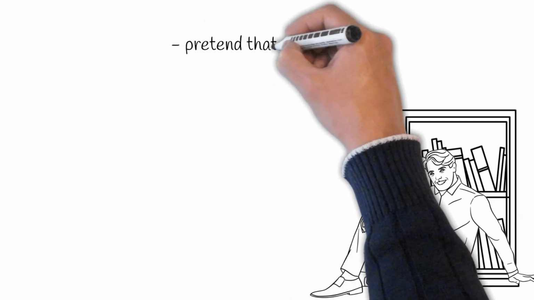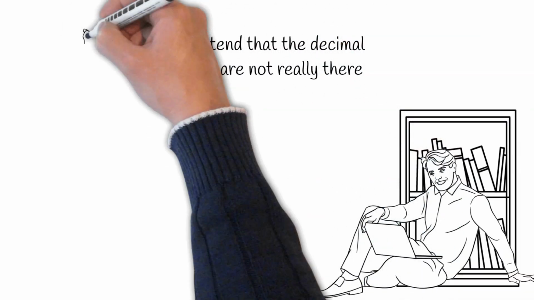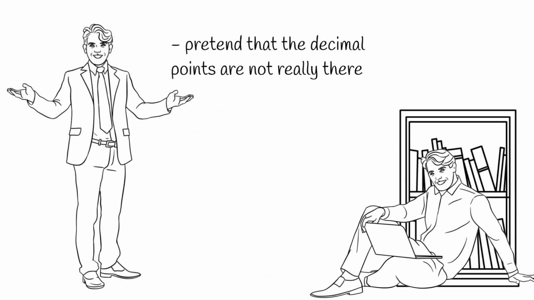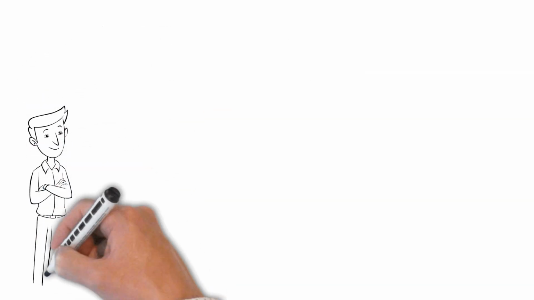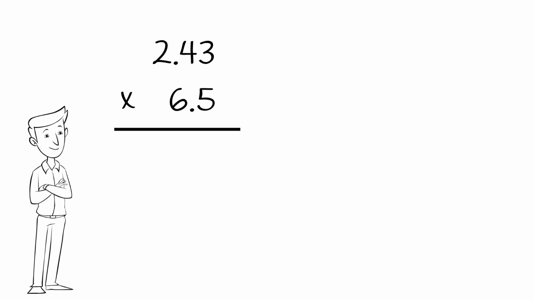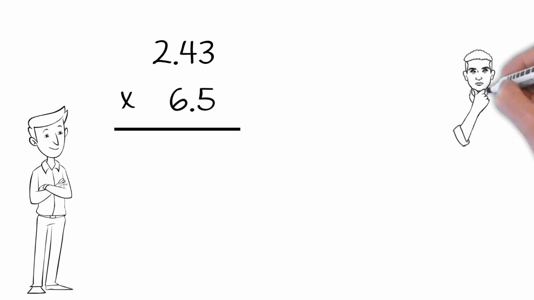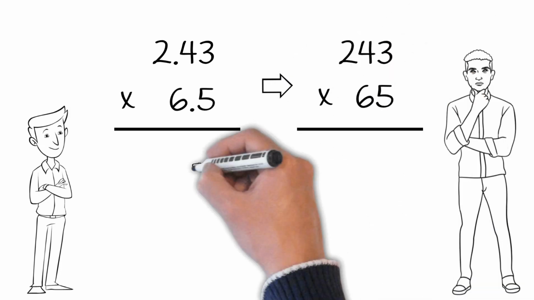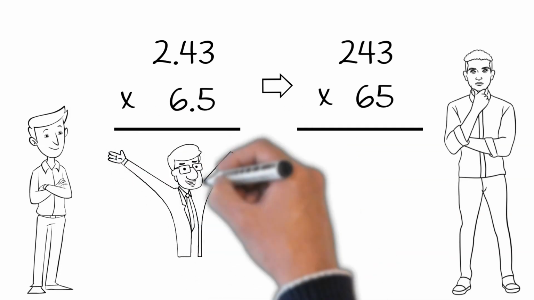The key is to pretend that decimal points are not really there. I know it sounds a little confusing, so here's an example that should help you understand. Let's say that you need to multiply 2.43 by 6.5. That seems a little tricky, but what if we just pretend that the decimal points are not there for now? In other words, what if we pretend that the numbers were 243 and 65? You already know how to do that problem.